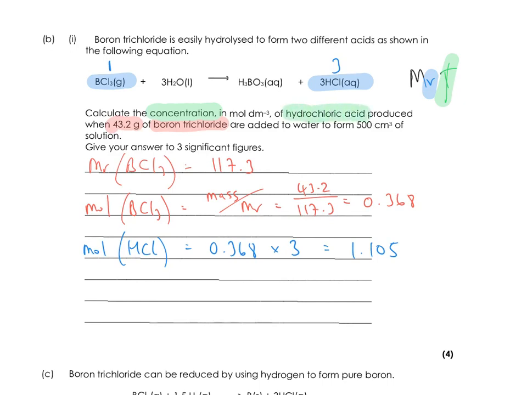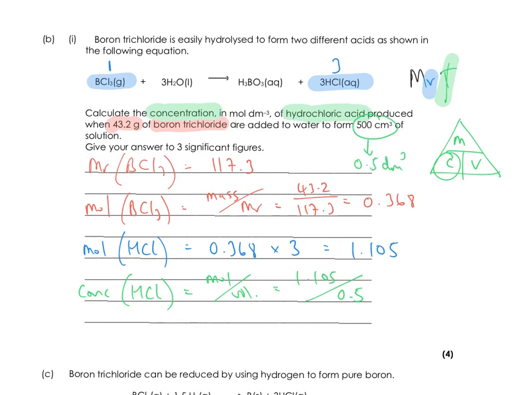So the appropriate triangle here would be M equals C times V, because we're trying to work out the concentration. So to work out the concentration of hydrochloric acid, we're going to have to do the moles divided by the volume, which equals 1.105 divided by the volume, which is 0.5 decimetres cubed. Notice this is in centimetres cubed, so that is equal to 0.5 decimetres cubed, and that gives us 2.21 moles per dm cubed.